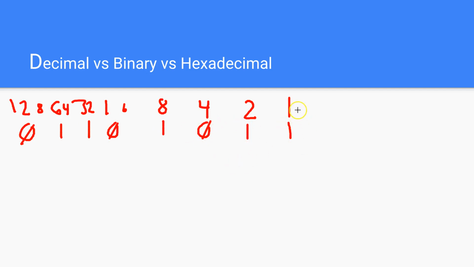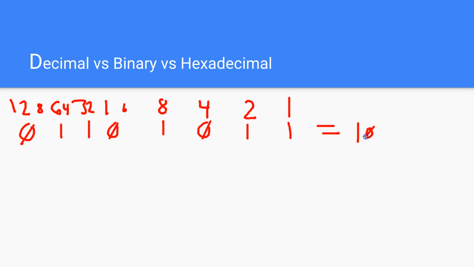First of all, I know it's an odd number. The only way to make an odd number is to activate that last 1. And I can just add all these up. So 1 plus 2 is 3, plus 8 is 11, plus 32 is 43, plus 64 is going to be 107.